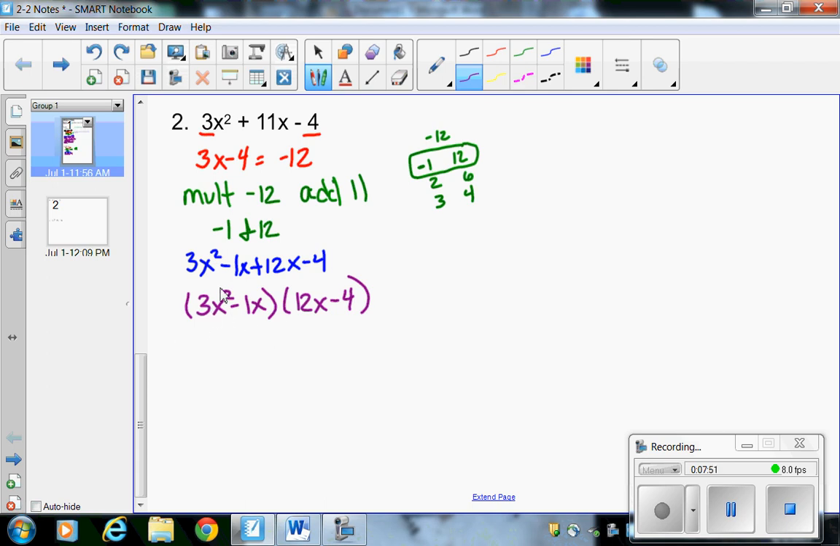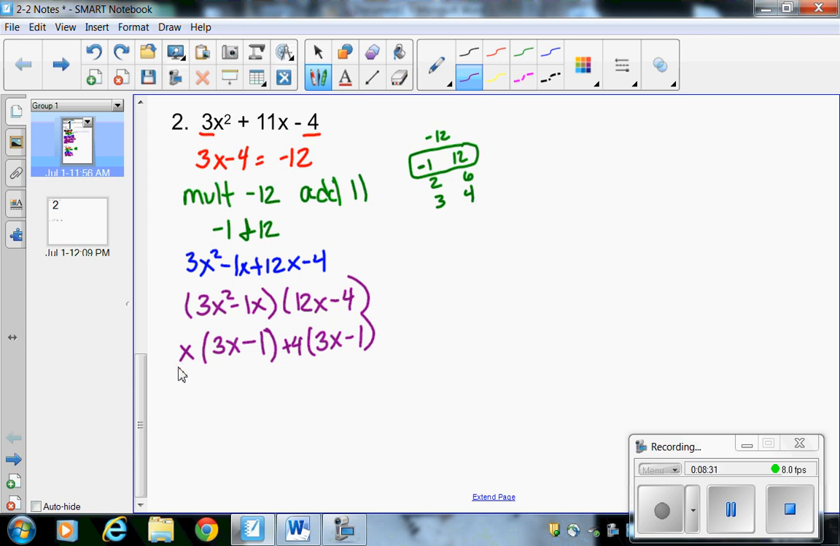So what is common between 3x squared and negative 1x? I can factor out an x, which leaves me with 3x minus 1. What can be factored out of 12x and negative 4? I can factor out a 3, a positive 3, which leaves me with, oh, I'm sorry, positive 4 is what you need to factor out, which leaves me with a positive 3x and a negative 1.